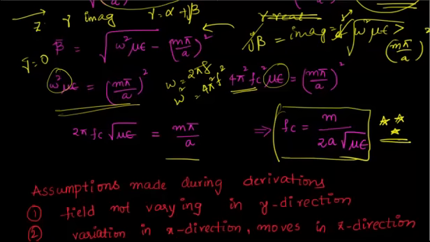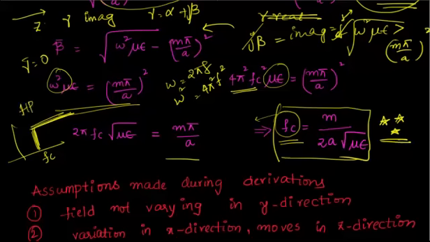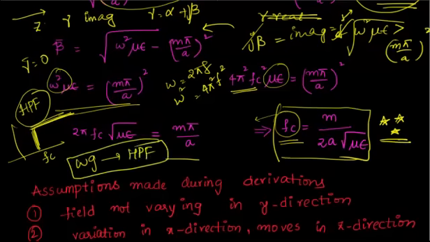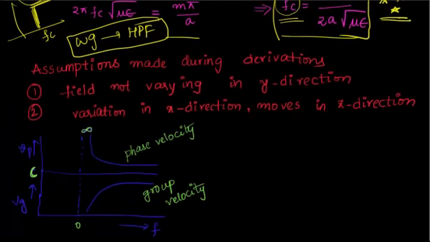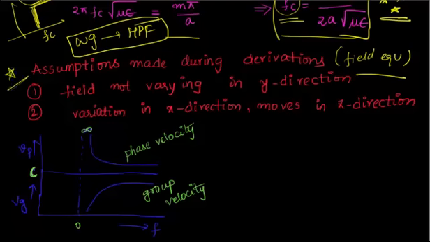All the waves which have frequency greater than the cutoff frequency will only propagate. That is, if this is Fc, all the waves that have frequency greater than Fc will only propagate. That is, this is the frequency response of a high pass filter. So a waveguide can be considered a high pass filter. Now when we consider the assumptions made during the derivation of the field equations, these are the assumptions that we made. This is an important thing that has to be noted.